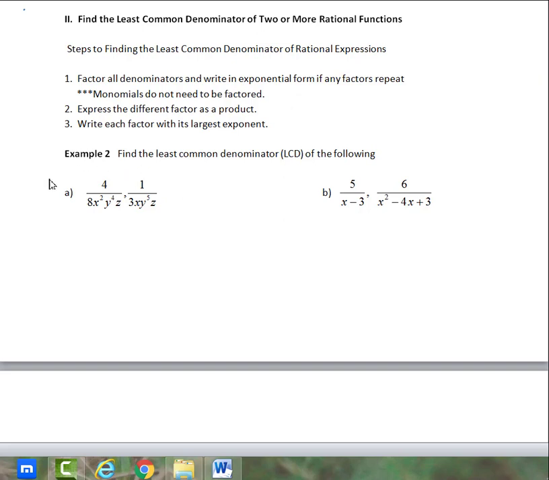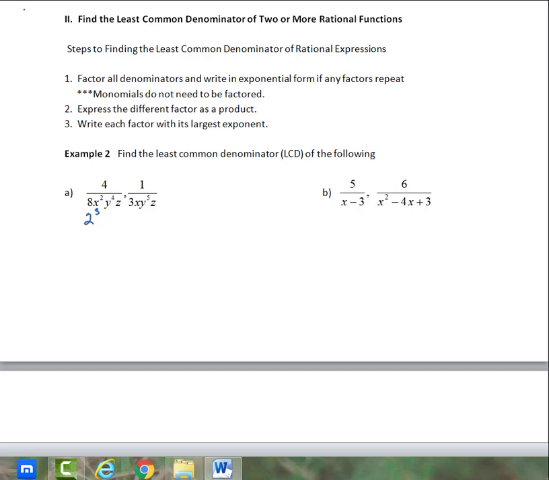And so let's look at this first one, example 2a. We've got two denominators. We've got 8x squared, y to the fourth, z, and we've got 3xy to the fifth, z. The first thing we want to do is just find the LCD of 8 and 3. A lot of you may just know that by looking at it, but you can take 8 and rewrite it as 2 cubed. So you basically have factored 8 and written it in exponential form.